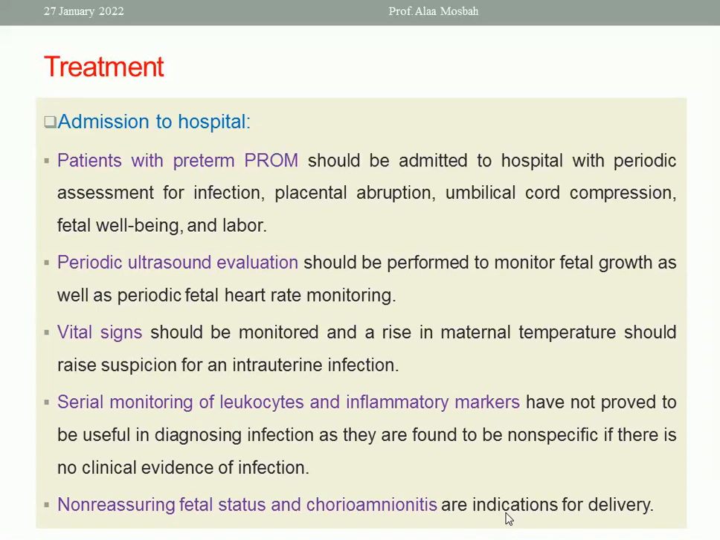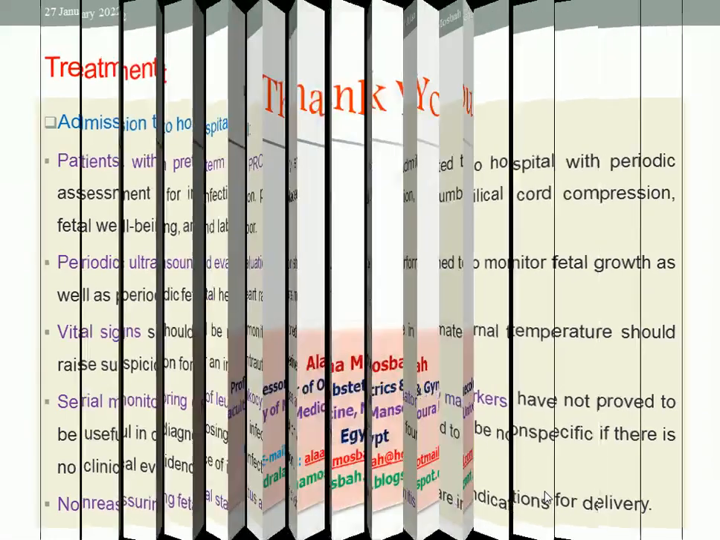If at any time we have non-reassuring fetal status by fetal well-being tests, we should enhance delivery and terminate the pregnancy to save the life of the baby and to avoid complication. If at any time we diagnose chorioamnionitis, we should terminate the pregnancy because it is dangerous to the mother and to her baby. And this is the last slide, and thank you.